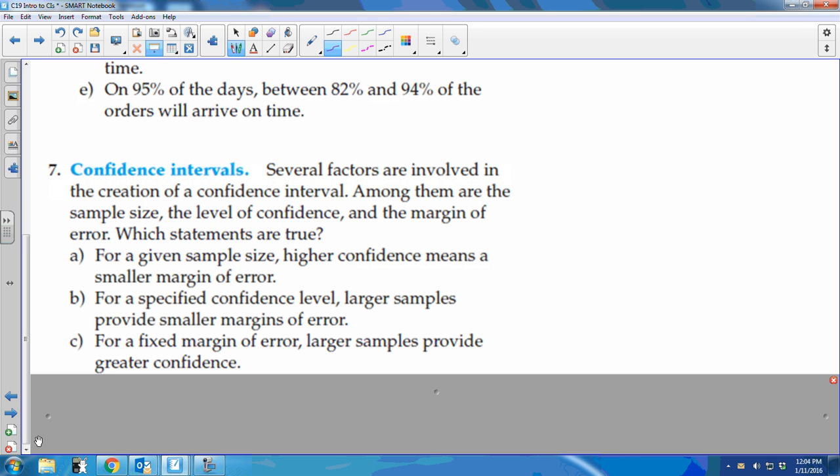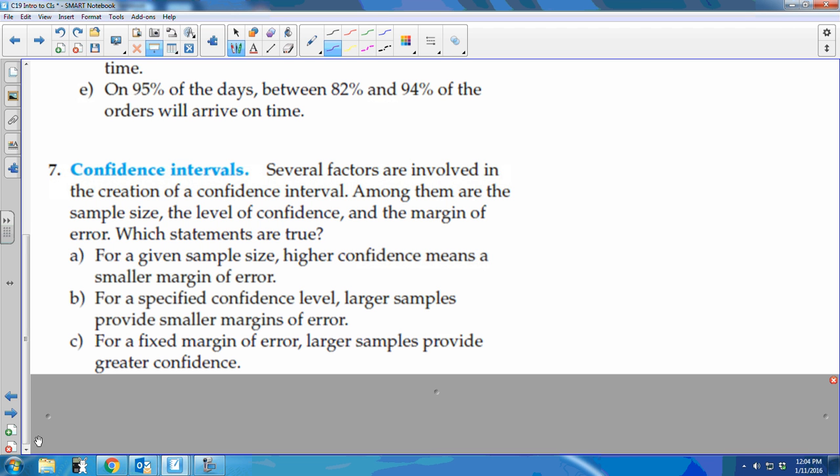Which statements are true? So A. For a given sample size, that means N is staying the same, higher confidence means a smaller margin of error. Is that true or false? False. The more confident you get, the wider your interval gets. That means your margin of error had to be larger. Yeah, it's the plus or minus part. Okay, so yes, this is false. Again, the more confident you are, the wider your interval is. If your interval is wider, that means the margin of error had to be larger.